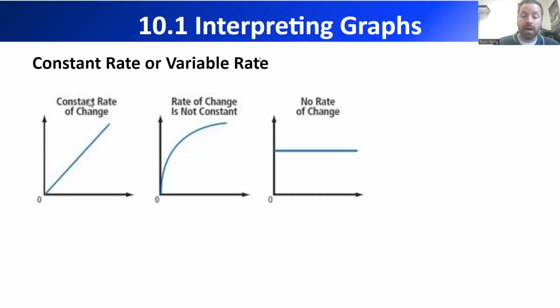Okay. Also with graphs, you have rate of change. So the rate of change could be constant, like you see here on the first graph. It goes up by the same amount over time. Or it could be a not constant rate of change, where like this one, it starts out really fast, but then it slows down as you go. Or you could have a graph where there's no rate of change at all, where it stays flat.